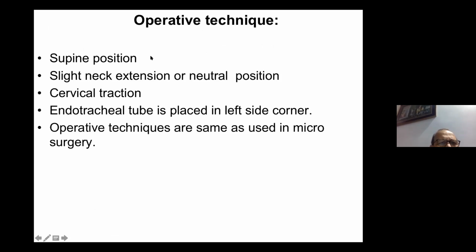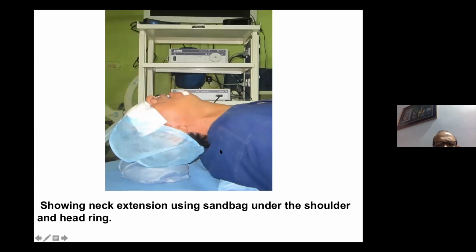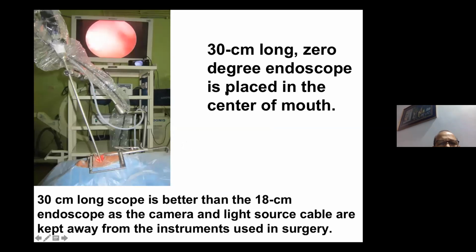Operative technique: supine position, slight neck extension or neutral position, cervical traction is used. The endotracheal tube is placed on the left side of the oral cavity, and the operative technique is the same as that of microsurgery. So this is the position. Some sandbag has been put below the shoulder so that neck extension can be achieved. The monitor is just opposite.